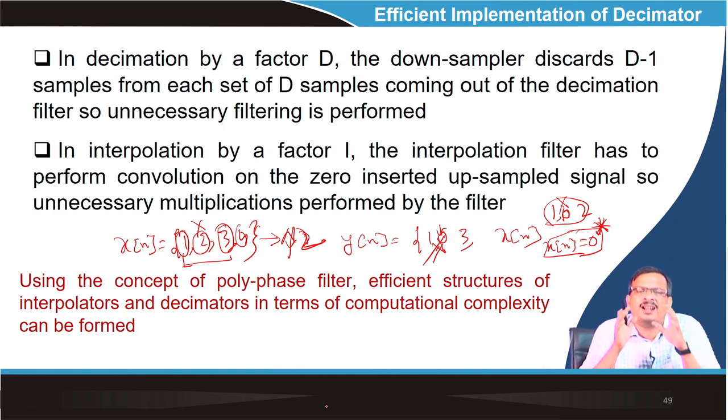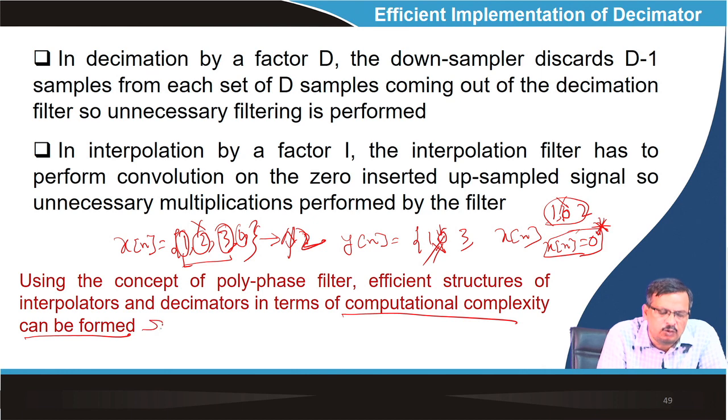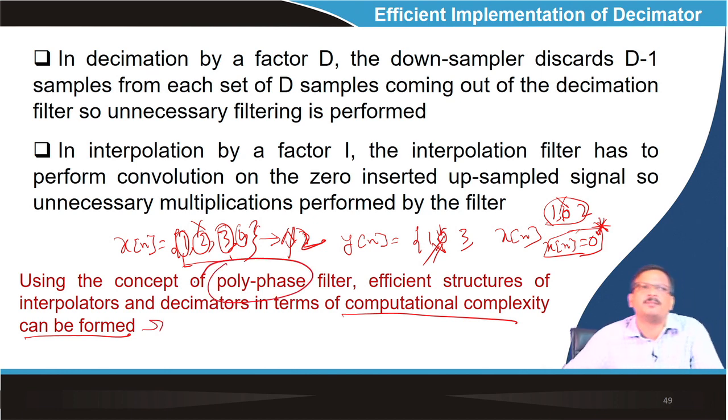So, to implement that, there is a concept called polyphase filtering. We can say that an efficient structure of interpolation and decimation, in terms of computational complexity, can be formed using polyphase filtering. First, I have to understand what polyphase filtering is and how it can reduce the computational complexity, or the redundant calculation, which exists in upsampling and downsampling.